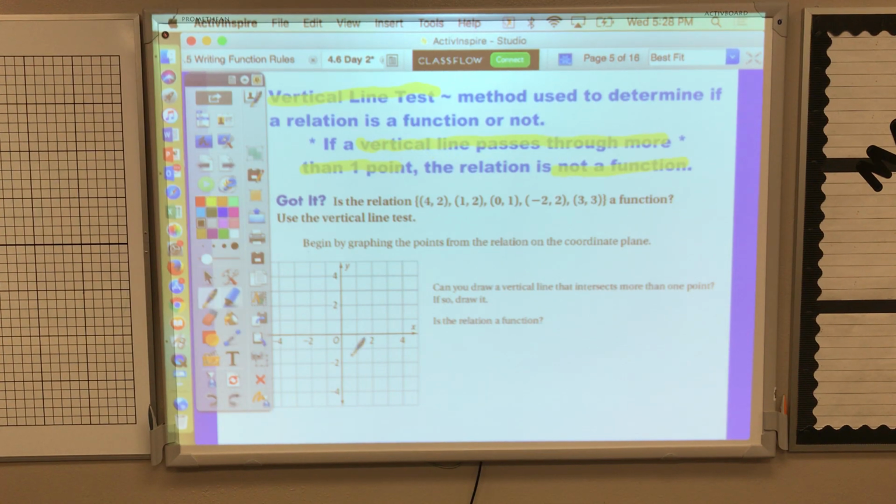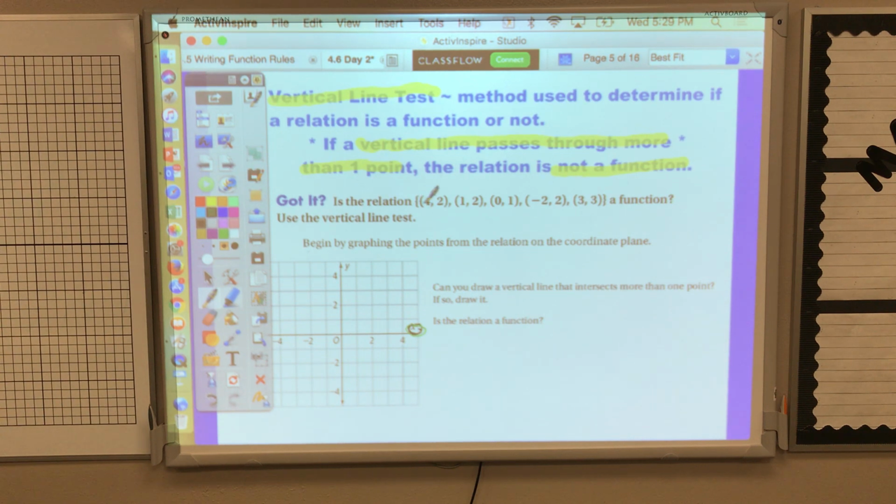Because when we're drawing vertical lines, if you're looking at the graph here with me, on our x-axis, each input can only have one output. So each of these lines is representing a possible input value. So when you're doing the vertical line test, your first step is to graph your ordered pairs.